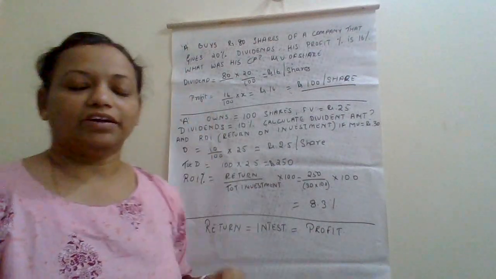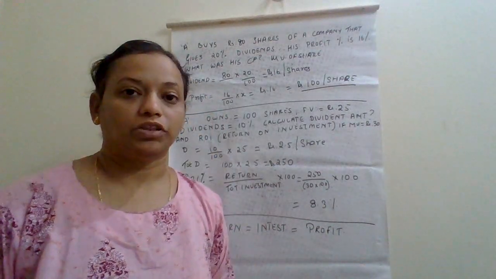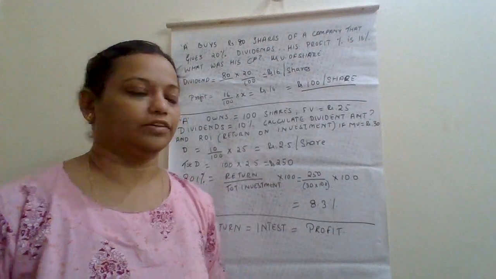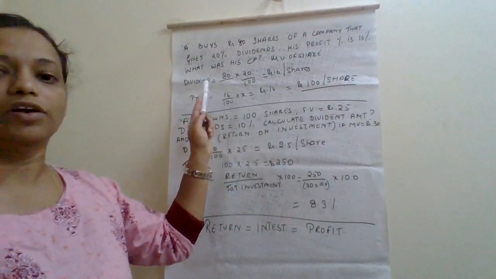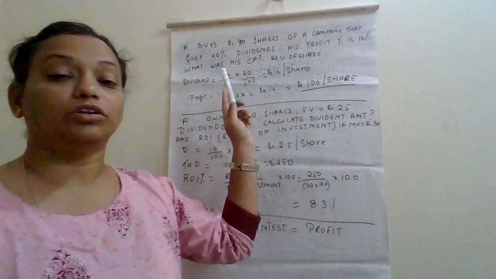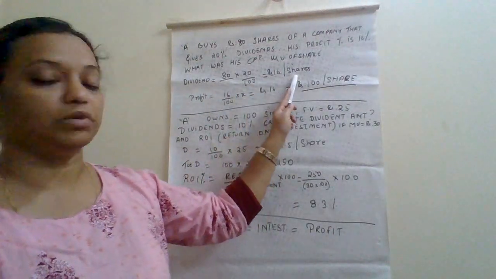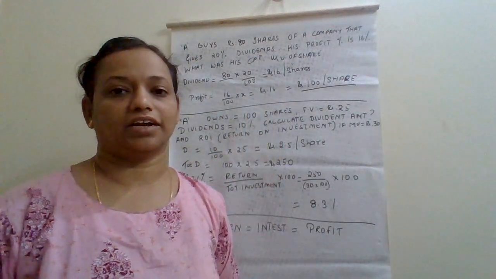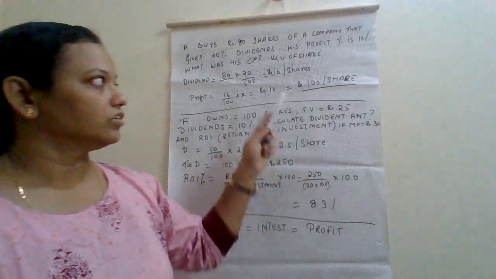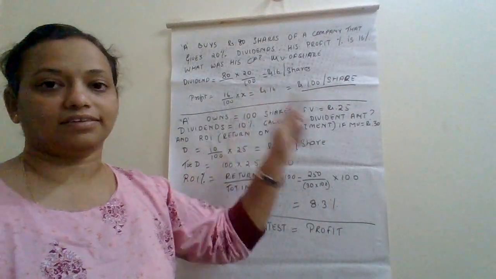So a company is giving 20% dividend on what? On the nominal value of the share. So that is 80 rupees. On 80 rupees, they're giving you 20%. So how much is that? 16 rupees per share they're giving you. So the dividend is 16 rupees.